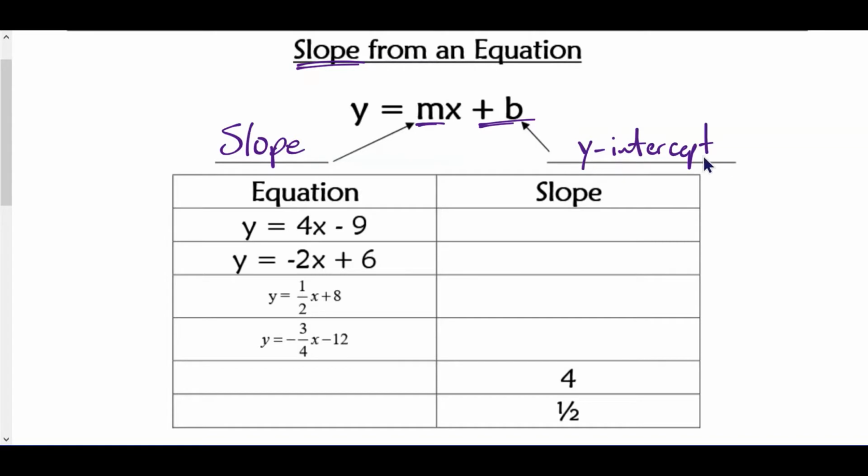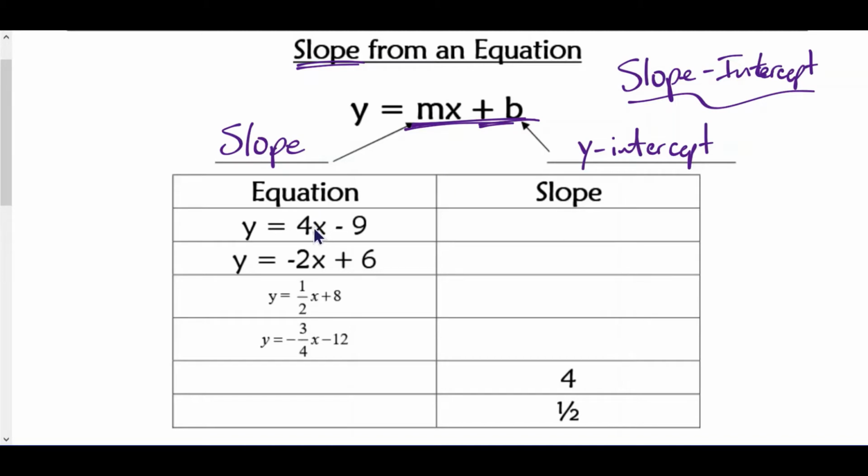So we'll get into really what that means in a little bit. For right now, we're just focusing on the slope of an equation. And actually, this equation has a special name. It's called the slope-intercept form of an equation because it has the slope and the y-intercept readily available in that equation there.